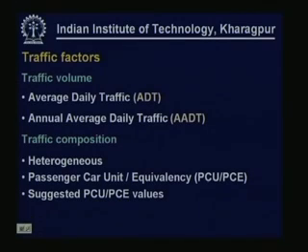Traffic factors. Under traffic factors, we shall discuss different items. First item is traffic volume.